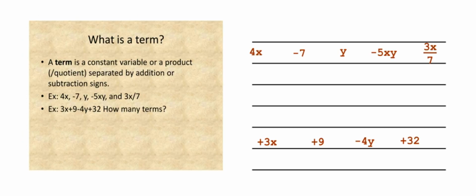Do notice, the very first term, the 3x, it does not have a sign technically to begin with. But since it's at the beginning of our expression, we can always put a positive sign. So it's a positive 3x. If it was a negative, we would have to show a negative on there. Once again, notice that we have a positive on the 3x, positive on the 9, a negative on that 4y, so that 4y is a negative term, and a positive on the 32.